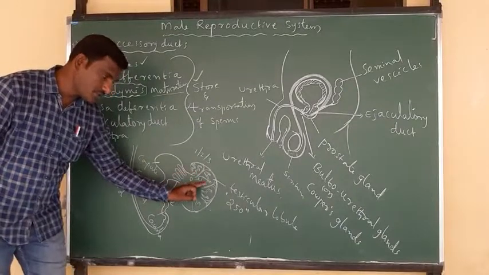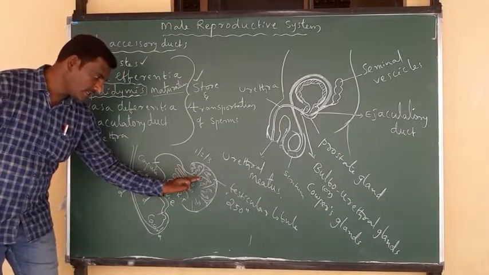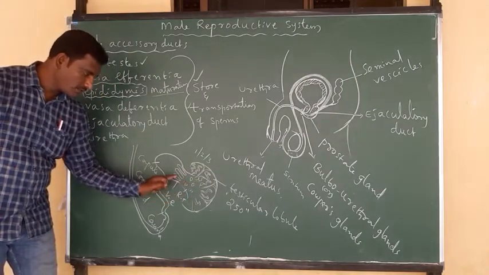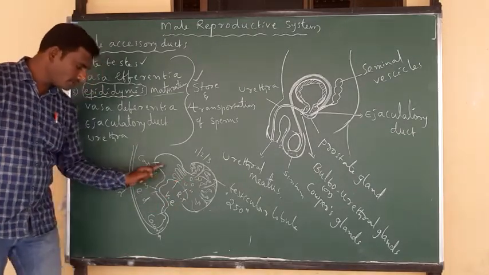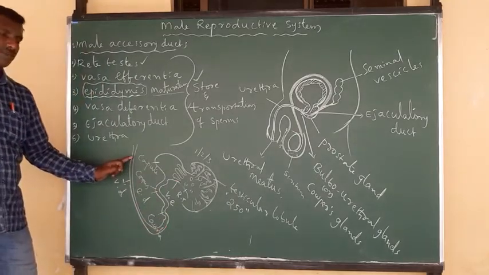So the journey of sperm cells: the production of sperm cells goes on inside the seminiferous tubules. From here onwards, all these sperm cells directly enter the rete testis. From the rete testis to the vasa efferentia, and from the vasa efferentia to the epididymis. Next, the epididymis to the vas deferens.